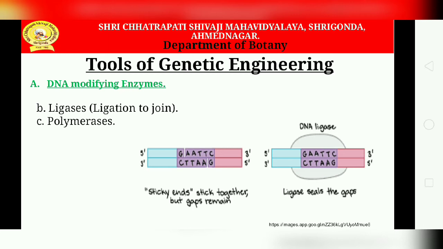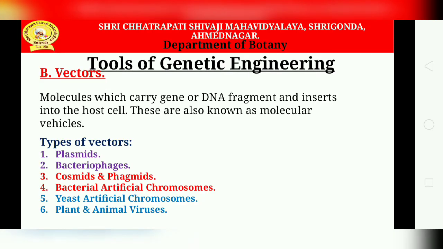coli. In addition to these three major enzymes, other manipulating enzymes used in genetic engineering are modifying enzymes, such as alkaline phosphatase and polynucleotide kinase, and terminal deoxynucleotidyl transferase also. So these are some tools. Now the next tool of genetic engineering is the vector.